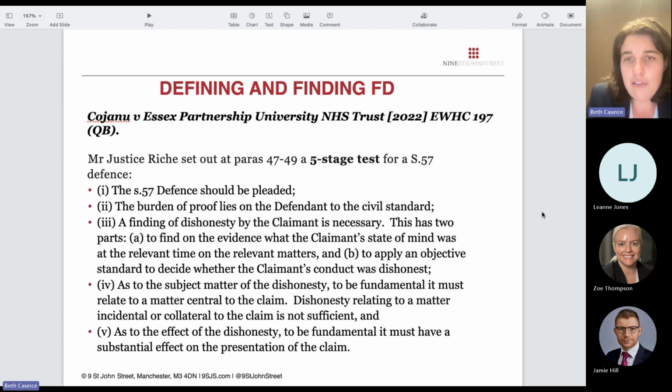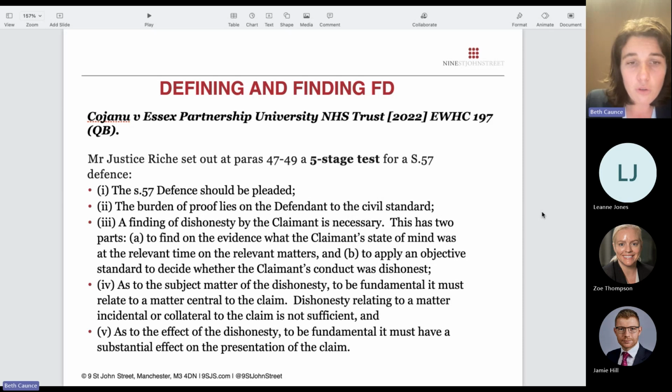We then get this 5-stage test set out for the Section 57 defence by Mr. Justice Ritchie, which is very helpful. First, that the Section 57 defence should be pleaded. Well, we've already had a look at the authorities on that point. Second, of course, the standard burden of proof. Third, that the finding of dishonesty by the claimant is necessary. And there are 2 parts to that. First, to find on the evidence what the claimant's state of mind was at the relevant time. And second, to apply an objective standard to decide whether the claimant's conduct was dishonest by the standards of ordinary people.